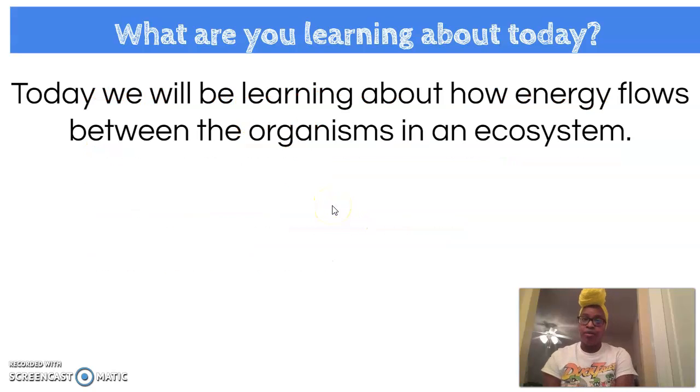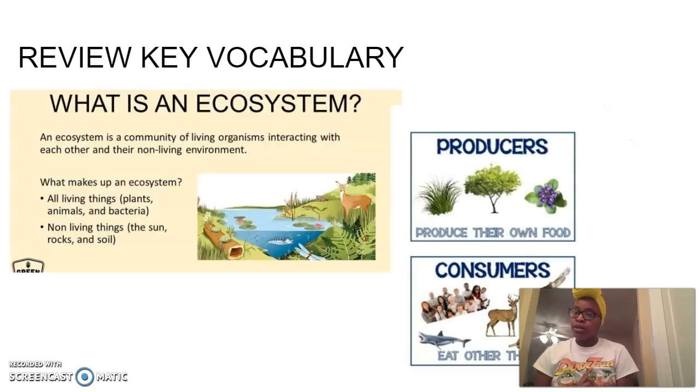What you will be learning about will be how energy flows between the organisms in an ecosystem. Now, if you don't remember what an ecosystem is, we're going to do a small key vocabulary review. So an ecosystem is a community of living organisms interacting with each other in their non-living environment. So what makes up that ecosystem? All living things, which can include your plants, animals, and bacteria, and non-living things, which are the sun, rocks, and soil.